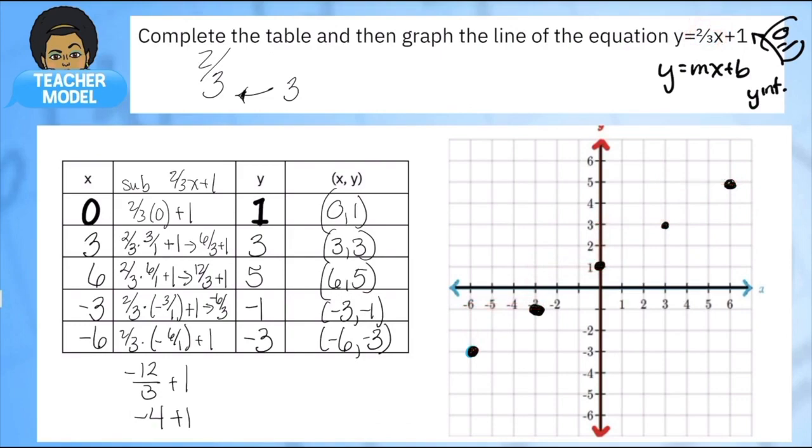So that's it for today, Math Marvels. I hope this was really helpful in terms of using our table to graph points on the equation.